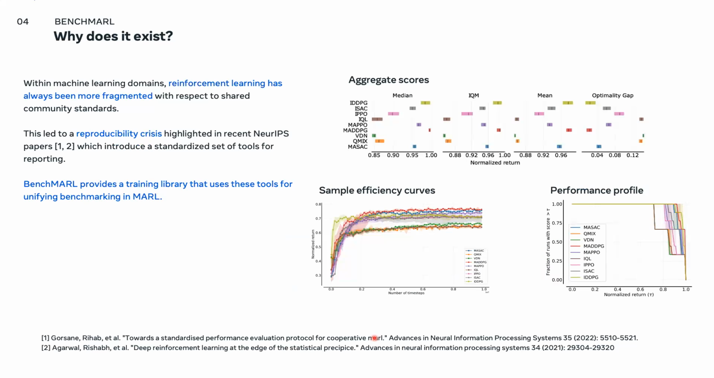And just a brief message on why this exists. The main problem that reinforcement learning has always had is that it's quite fragmented when it comes to standards of the community with respect to other supervised or machine learning domains. And this has recently been highlighted at NeurIPS in 2 papers that highlight this reproducibility crisis. And these papers propose a set of tools for reporting results. And you can see on the right some of the statistically strong tools and plots that they suggest. And so BenchMARL provides the infrastructure to generate these plots and these tools and to just try to unify all the benchmarking process.